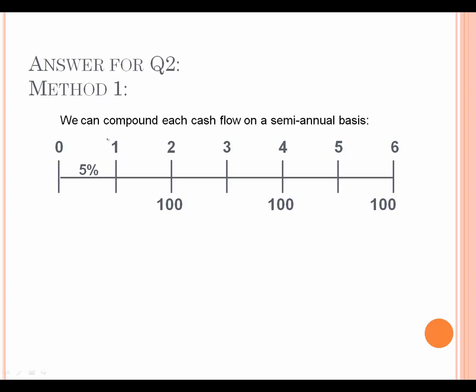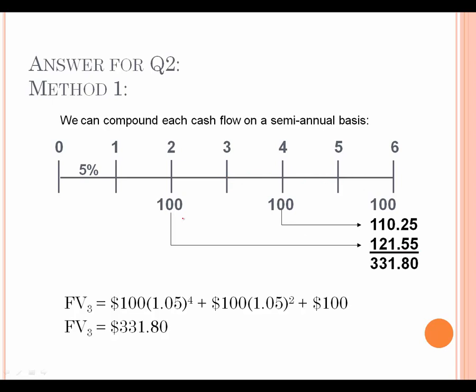So for example, the first 100, you compound by 5%, but instead of compounding 2 years, you are compounding for 4 times. So 121.55 is actually 100 multiplied by 1 plus 5% to the power of 4. And then 110.25 here is 100 compounding by 5% to the power of 2. The 2 here is not 2 years. The 2 here is actually 2 of the 6-month periods. Okay, so the total future value will be 331.80.